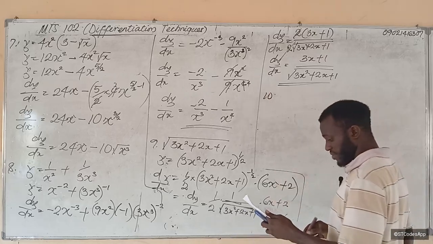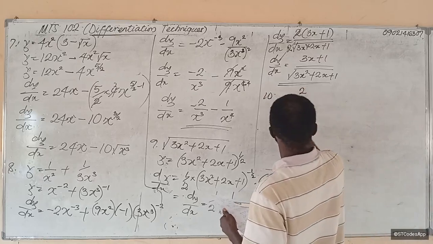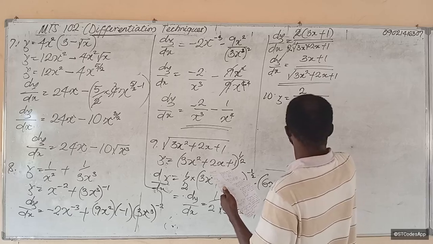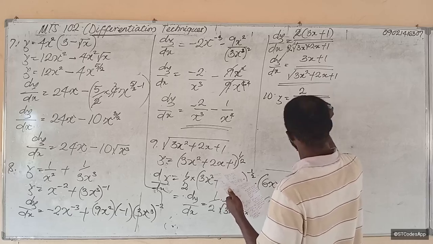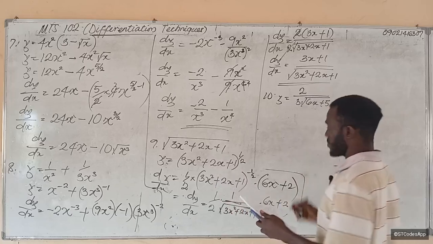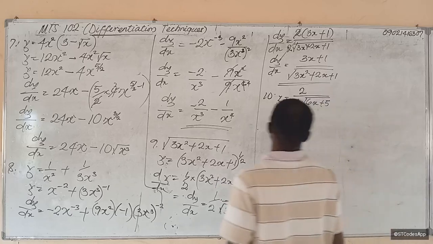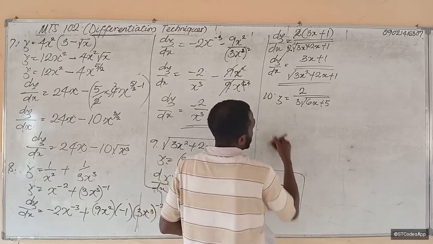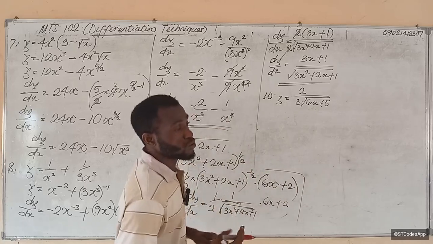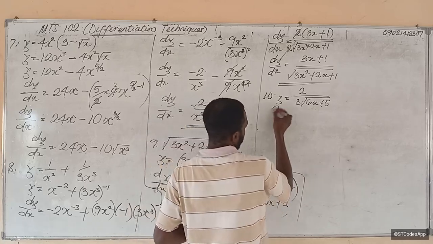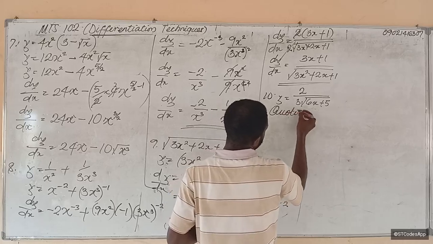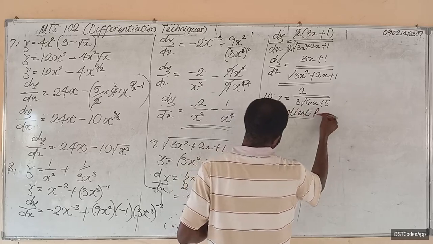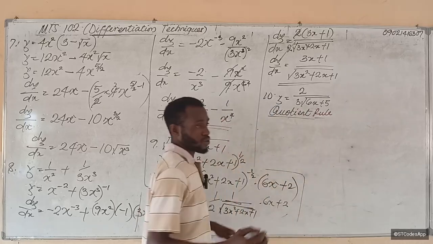Okay, so here number 10 now says, number 10 we have 2y equal to 2 over 3 root 6x plus 5. Okay, so if you want to do this, you say, now in this case, what we use is called the quotient rule. Is that clear? The quotient rule. So we've seen 3 rules that we've used so far. Quotient rule. Now, how do you use the quotient rule here?